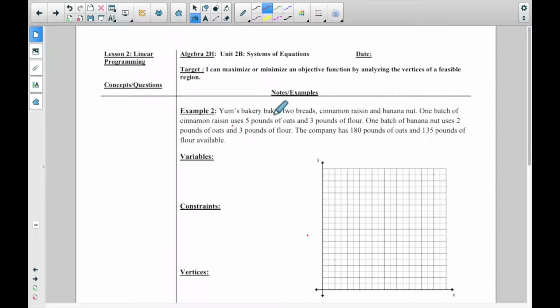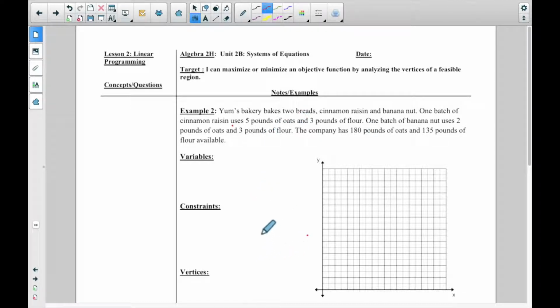Yum's Bakery bakes 2 breads, cinnamon raisin and banana nut. One batch of cinnamon raisin uses 5 pounds of oats and 3 pounds of flour. One batch of banana nut uses 2 pounds of oats and 3 pounds of flour. The company has 180 pounds of oats and 135 pounds of flour available.